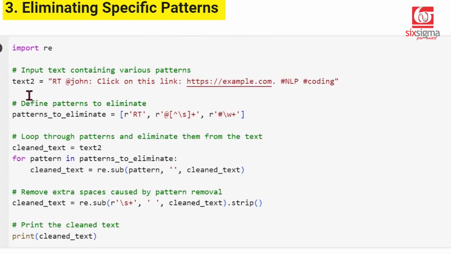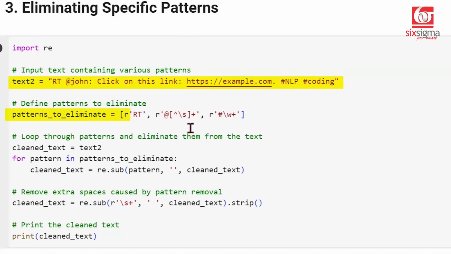And once again, we have a pattern, which is a text. And this is related to maybe platforms like X, where you would often see a lot of retweets, names being mentioned, hashtags being mentioned. Maybe what you're interested in is just the core message. You just want to see, click on this link, and what is the link? So you want to eliminate this RT, this @, and all the hashtags. That's what you want to do. So there are multiple patterns that we want to eliminate, and we want to do it together.